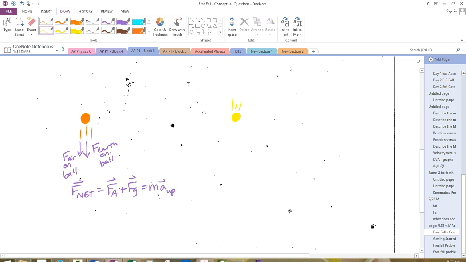Gravity. Which way is that one going? Down. Okay, what else you got? Probably because the question's all about it. Where is this going in this? Up, because it's resisting the motion.